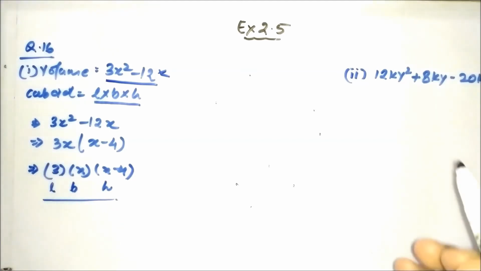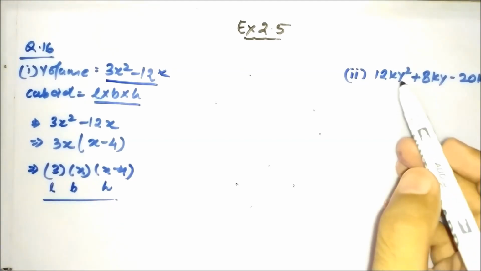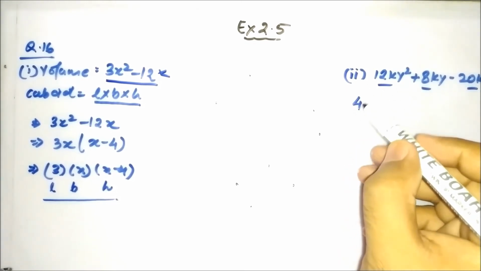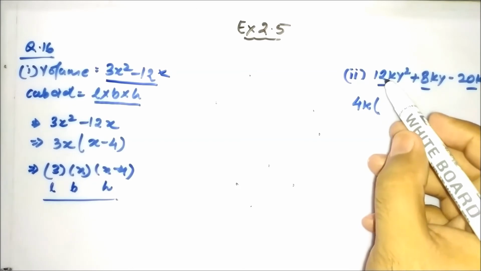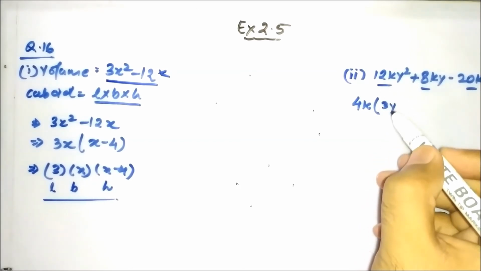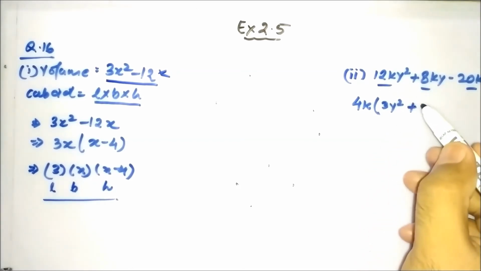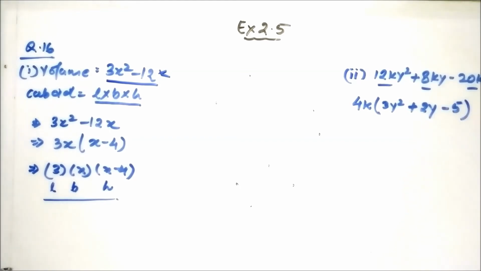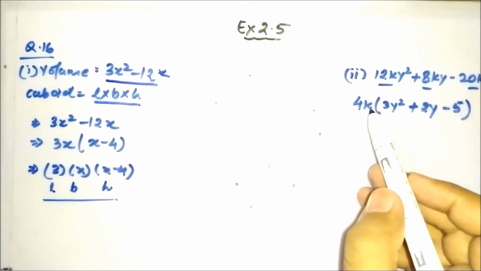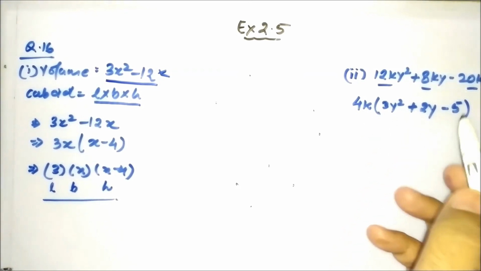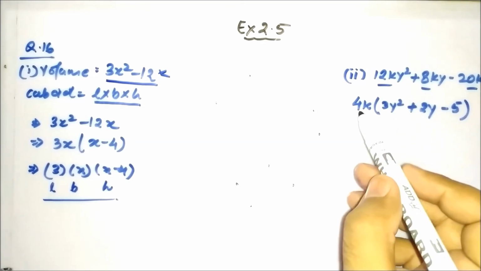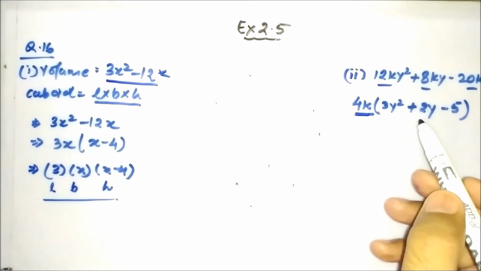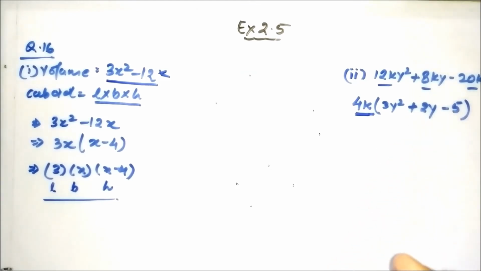Likewise, we need to proceed for the second part. Here we can take 4k as common in all the terms. If you take 4k, here we are left with 3y square, here we are left with 2y and here we are left with minus 5. I hope you understood. If we take 4k as common, we are left with this in the brackets. Now the factor we got is a quadratic polynomial, and we can break this by splitting the middle term.